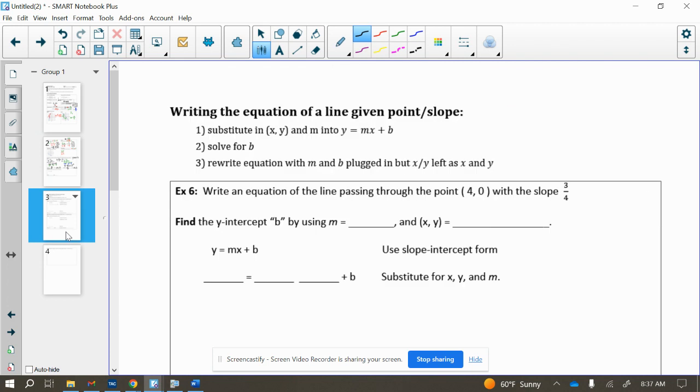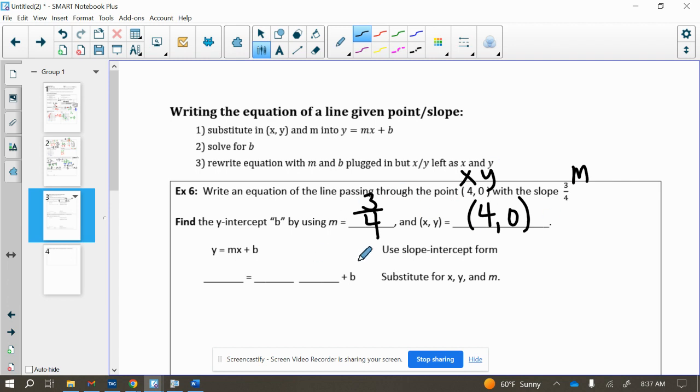Now, as we write the equation for the line, though, we want to use those facts to help us plug into y equals mx plus b. So notice in this first one, they are giving us a slope, an m value of 3/4, and then they're telling us a point our line is going through. X comma y is 4 comma 0, right? 4 is with the x, 0 is with the y.